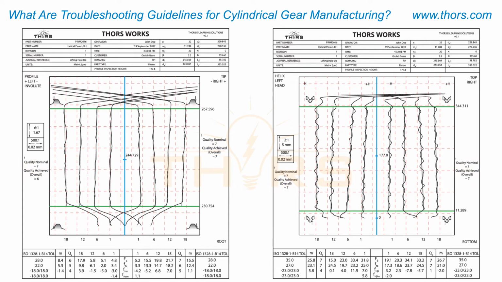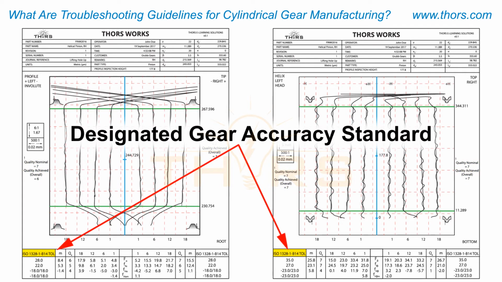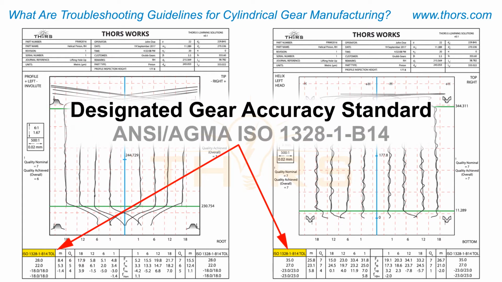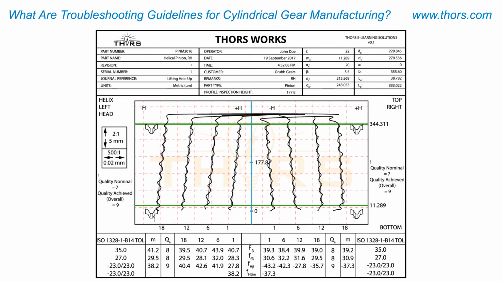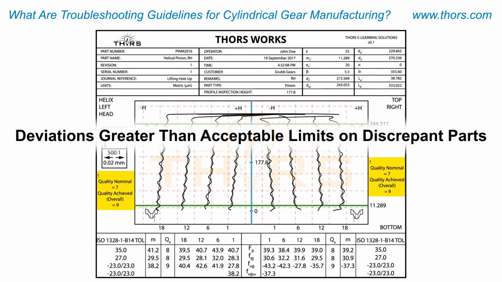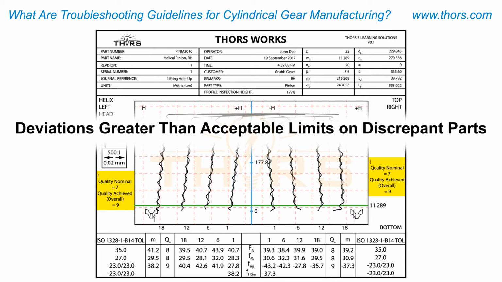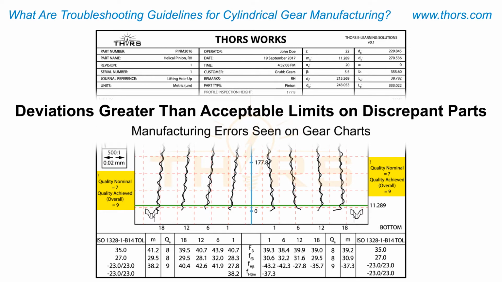These accuracy levels are specified on the part print per a designated gear accuracy standard such as ANSI AGMA ISO 1328-1-B14. When there are discrepancies in the manufacturing process, the deviations are greater than the acceptable limits of the accuracy level. These deviations show up as errors on gear inspection reports, or gear charts.